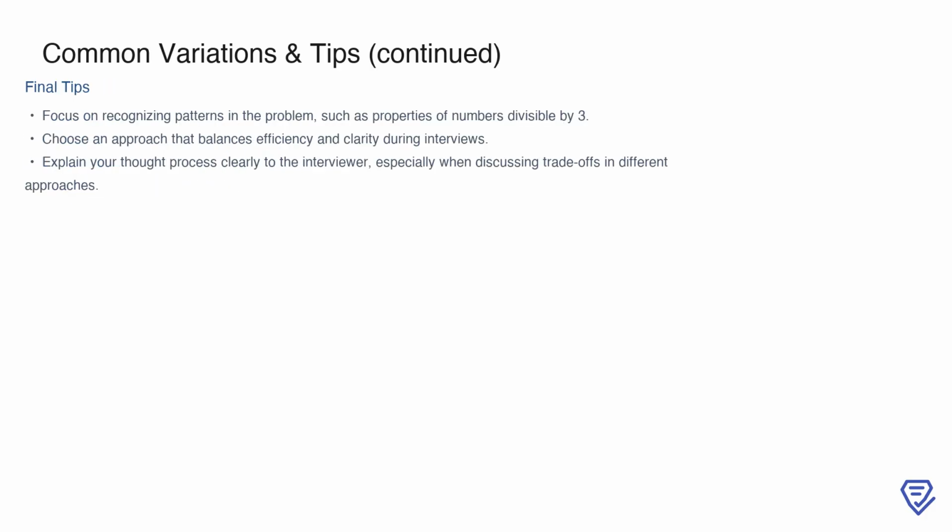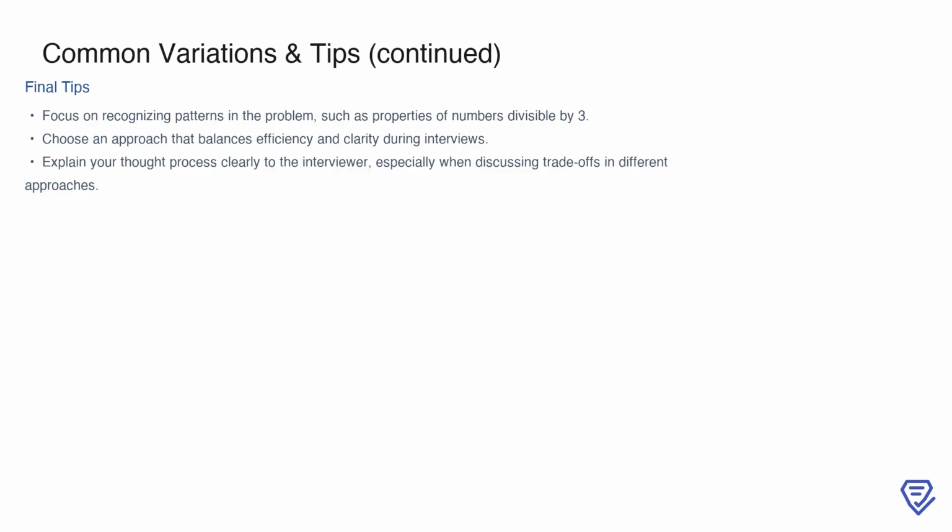To wrap things up, focus on recognizing patterns in the problem, such as the properties of numbers divisible by 3. These insights can help you simplify the problem and choose the most effective approach. During interviews, it's crucial to balance efficiency and clarity. While optimizing your solution, make sure you can clearly explain your thought process and justify the trade-offs in your approach. For example, if you choose dynamic programming over a greedy method, articulate why it's more reliable for edge cases.